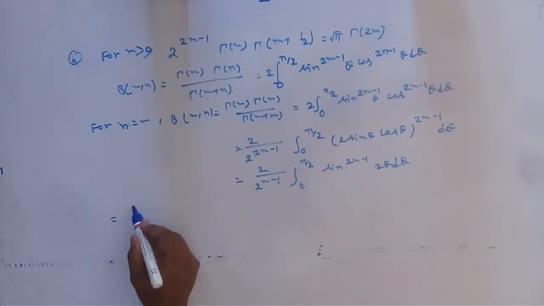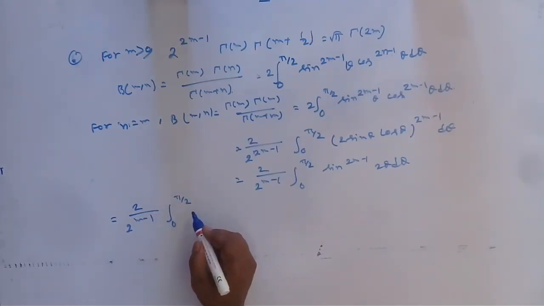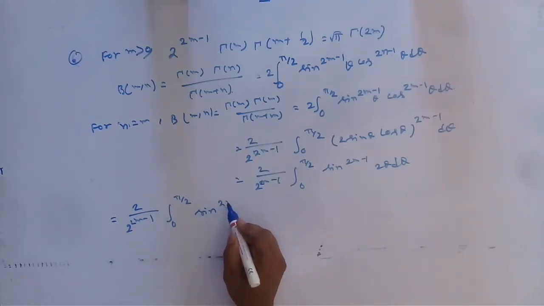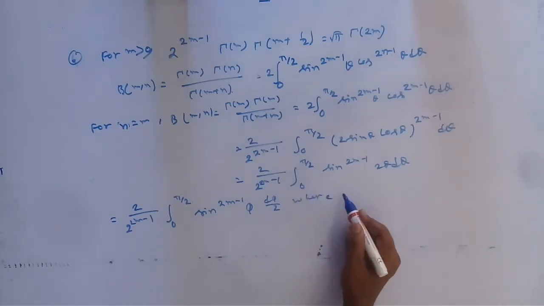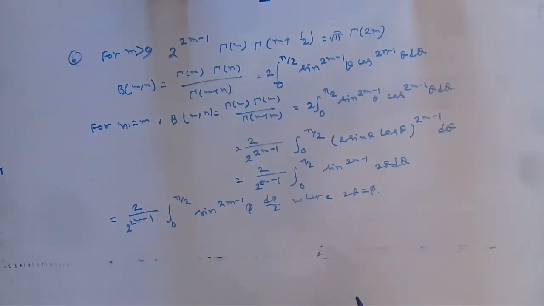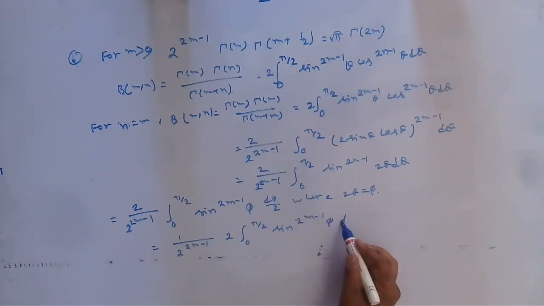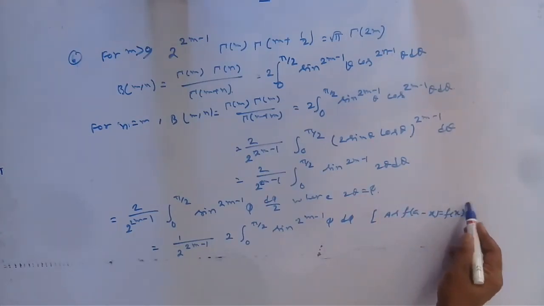Now we can write this as 2 by 2 to the power 2m minus 1 integration 0 to pi by 2 sin to the power 2m minus 1 phi d phi by 2, where we have substituted 2 theta equal to phi, and this is equal to 1 by 2 to the power 2m minus 1 into 2 integration 0 to pi by 2 sin to the power 2m minus 1 phi d phi, as f of (a minus x) equal to f of x.